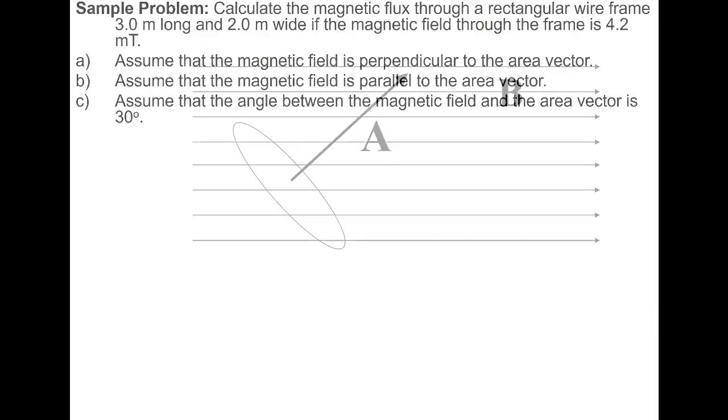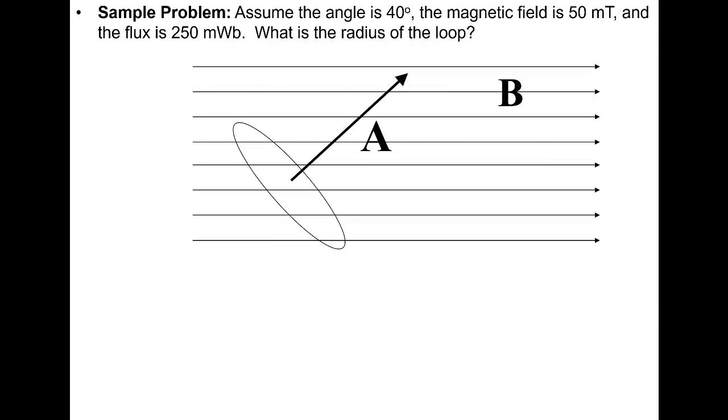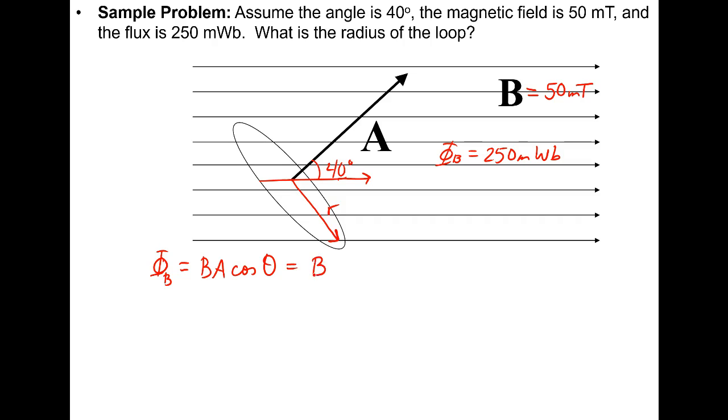Okay, so here's another example. Here's our diagram. We're going to assume that the angle here is 40 degrees between the magnetic field and the area vector. The magnetic field has a strength of 50 millitesla, and the flux is equal to 250 milliwebers. So therefore, what is the radius r of the loop? Okay, well, so flux is equal to BA cosine theta, and A is actually pi r squared, and then cosine theta.